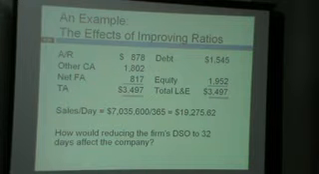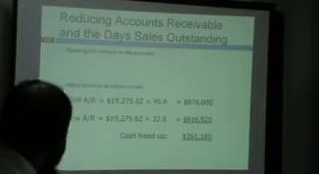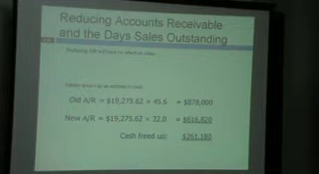So based on this data, sales per day: sales are 7 million divided by 365, that is 19,275.62, that is sales per day. So this is some information about this company. How would reducing the firm's days sales outstanding to 32 days affect this company? If we consider that this company is going to reduce the days sales outstanding to 32 days, how is it going to affect the company?